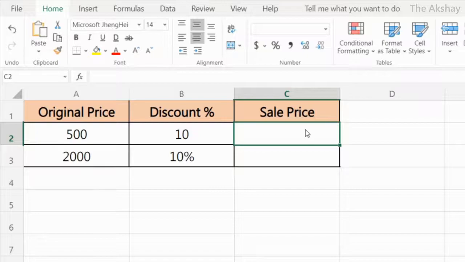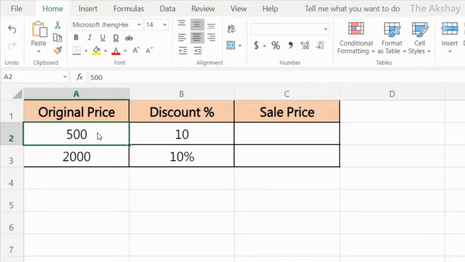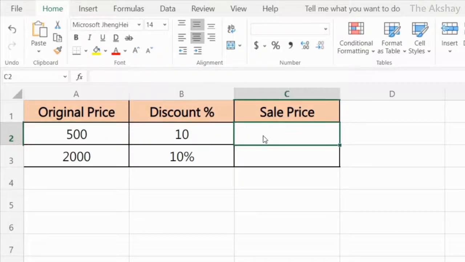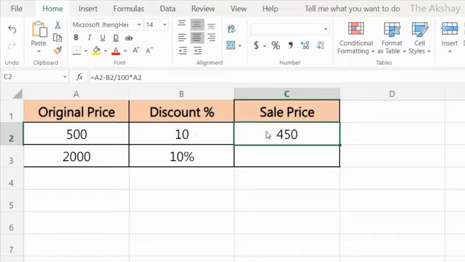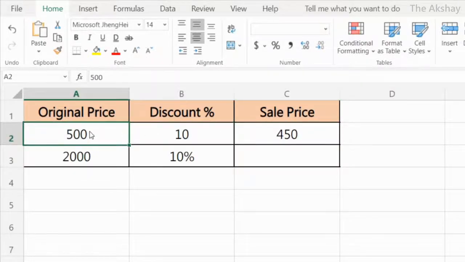Hey there, in this Excel tutorial I'm going to show you how to calculate sale price, or price after discount. Here we have a 500 original price and a 10% discount. To calculate the sale price you can use this formula: equal to original price minus discount divided by 100 multiplied by original price. So the sale price is 450 after deducting 10% from 500.